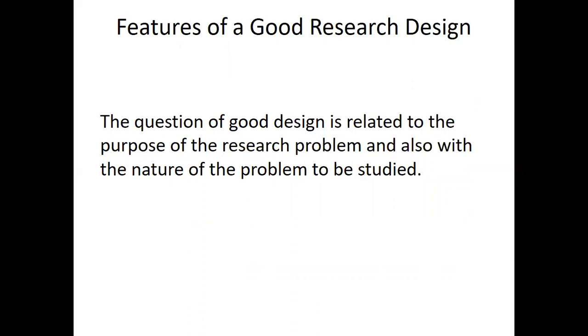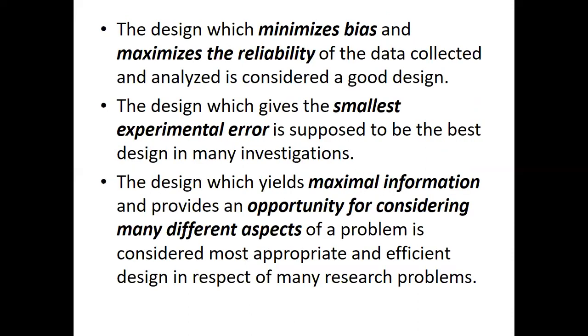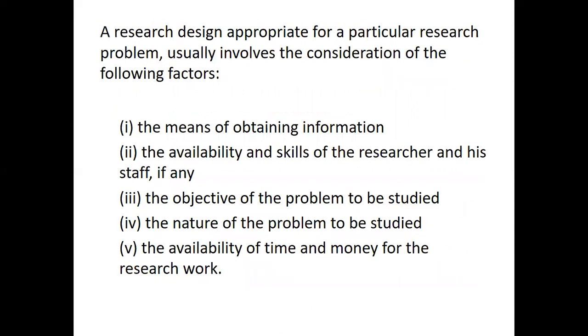What are the features of a good research design? The question of good design is related to the purpose of the research problem and also to the nature of the problem to be studied. For example, the design which minimizes bias and maximizes reliability would be a good one. Bias must be minimized and reliability must be increased. Then a design which gives the smallest experimental error. That means you are doing a certain kind of experiment, but your error is very small. That's a good research design. A research design which yields maximum information with minimum cost would be a good research design.